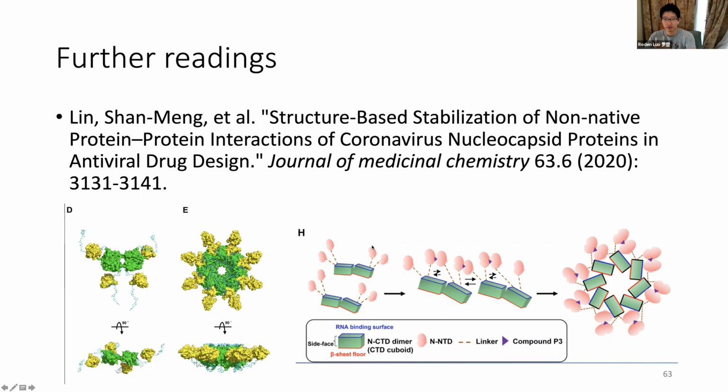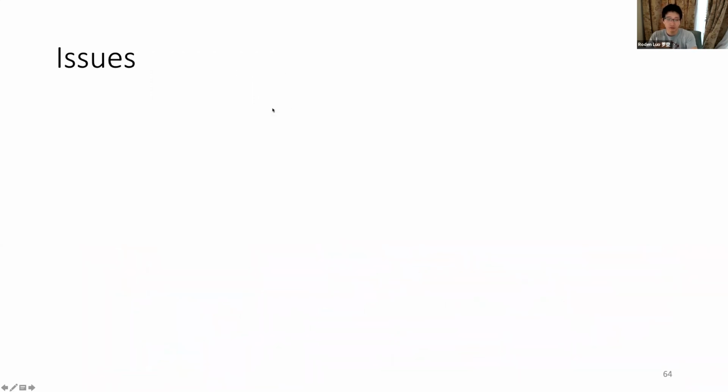The purpose of the paper is to find a drug to target the RNP, but it also shows some structure details. Might be good to read afterwards. So far, the overall picture is kind of formed in my mind, but there are some issues.